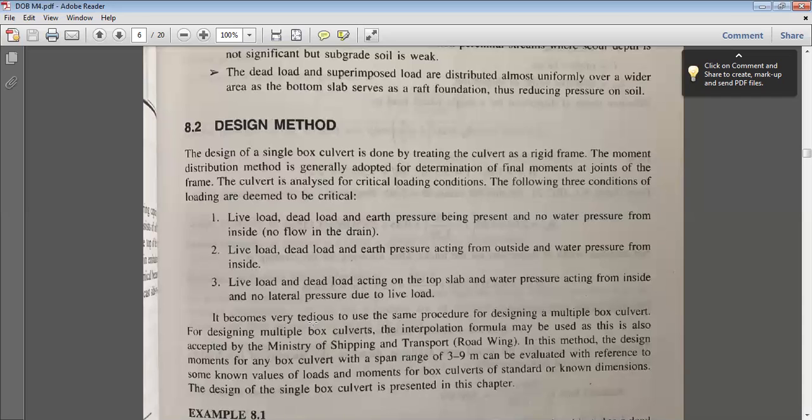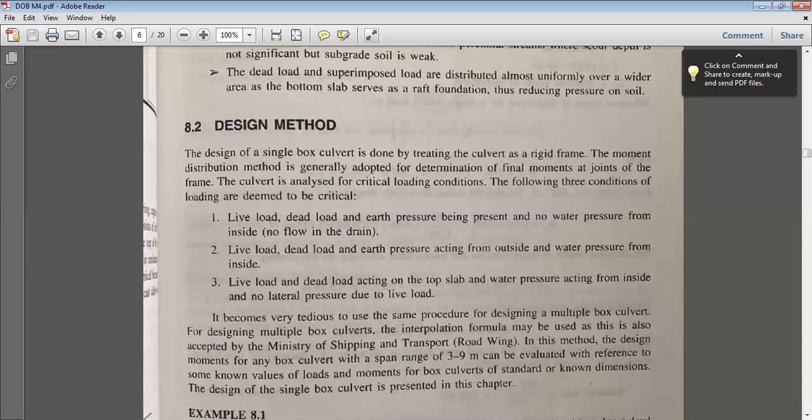So that will be the worst case there. But in your exams, they may ask you to design for any one of these load combinations. If a design problem on box culvert is given, they will mention for which load combination you have to design your box culvert. If they have not mentioned it, you have to take load case 1. That is the worst case: live load, dead load, earth pressure and no water pressure from inside.